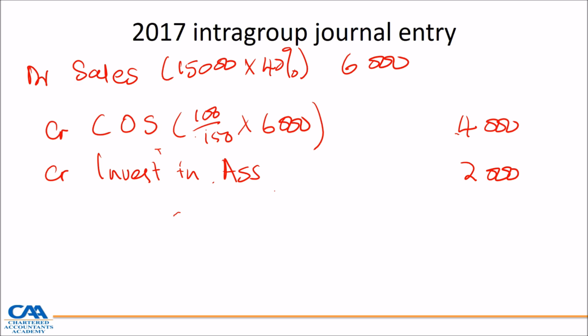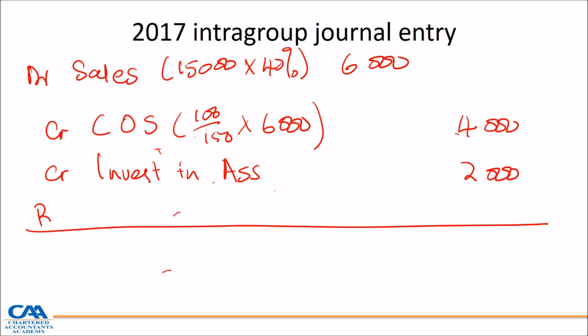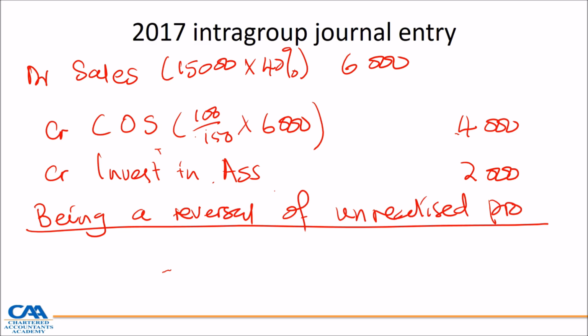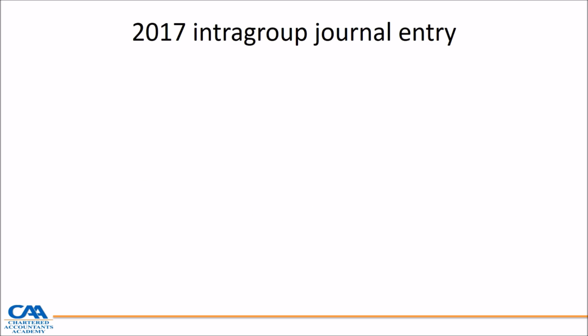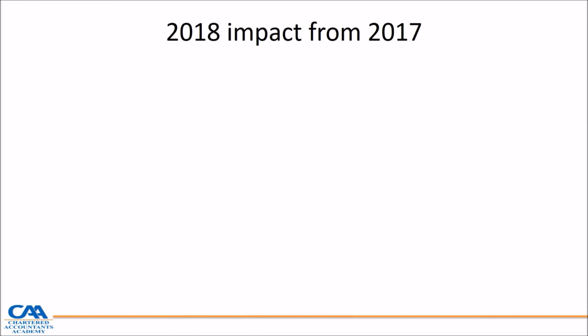by the 2,000, which is overstated in the inventory of the associate, which increased the value of the associate by an unrealized component. So this would be my journal entry in 2017 to reverse the unrealized profit. If I'm going to put a narration, it would be: being a reversal of unrealized profits in 2017. Now let's go to 2018.